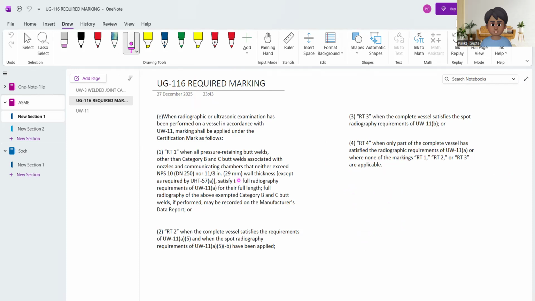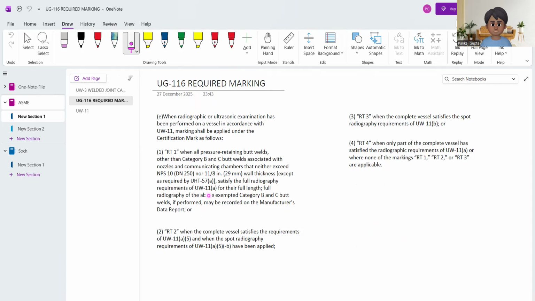So as per RT, for the bigger nozzles, RT is required. And if the nozzle is made in two sections, a circumferential seam will be there like this. So all of this needs to be radiographed if it falls under the RT1 category.